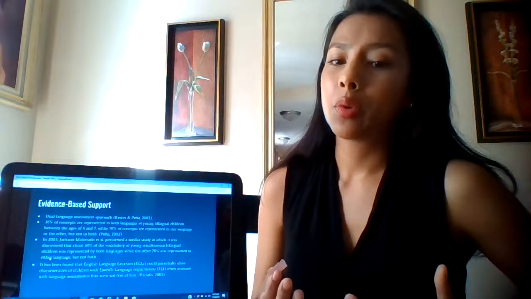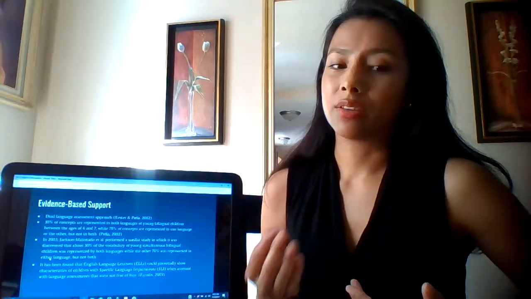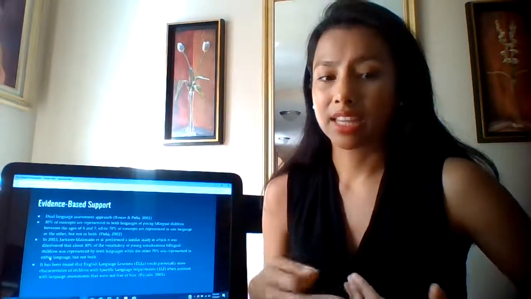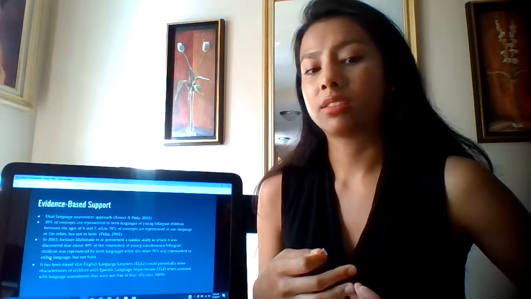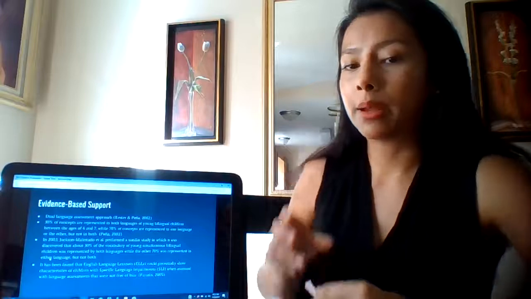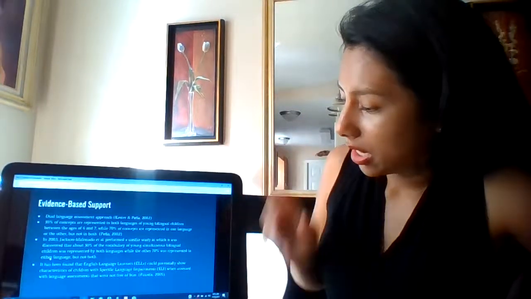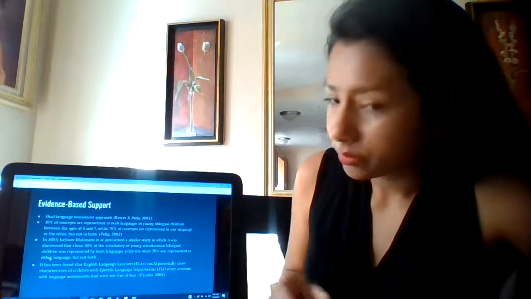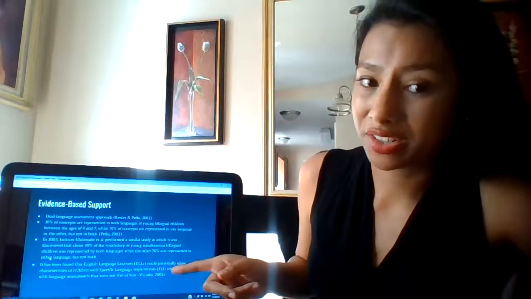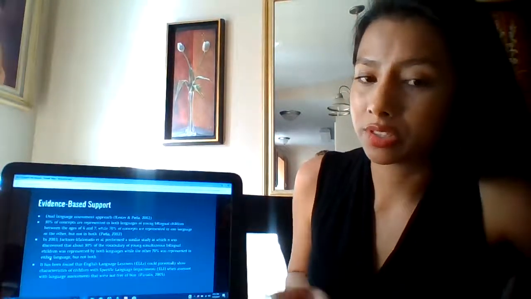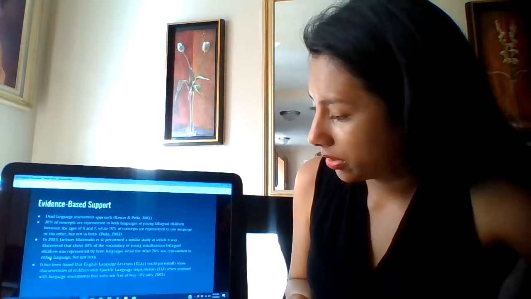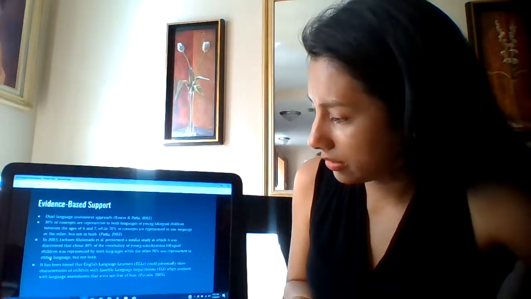So this in turn will reduce the risk of diagnosing a child acquiring a second language with a language disorder such as a specific language impairment. An impairment that has been shown to share characteristics of English language learners. This was shown by a study done by Paradis in 2005.